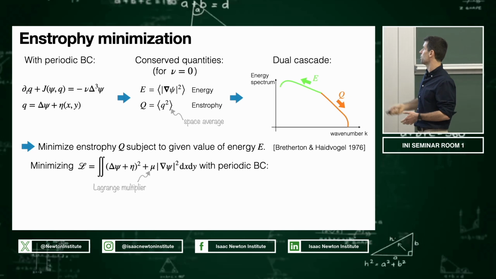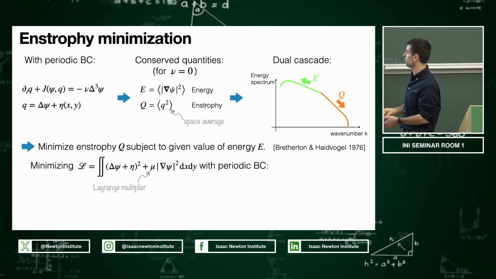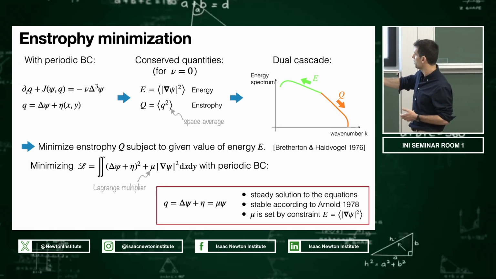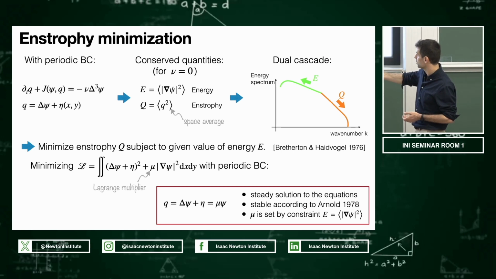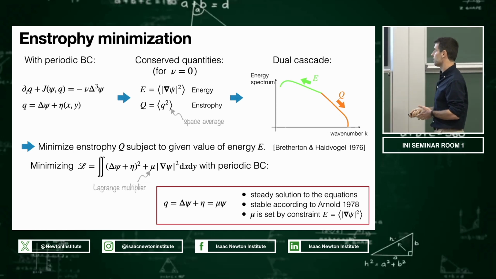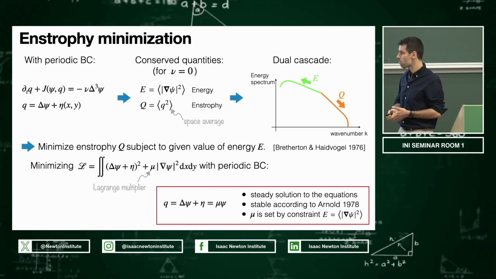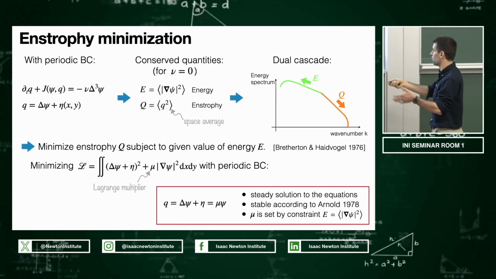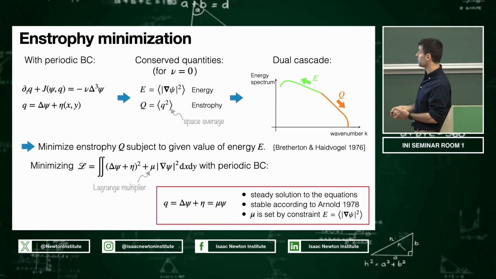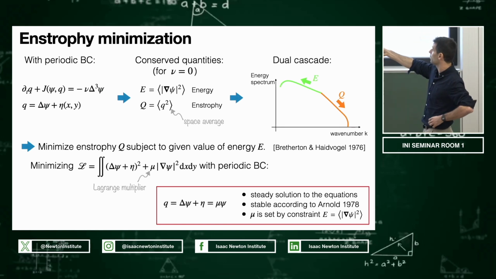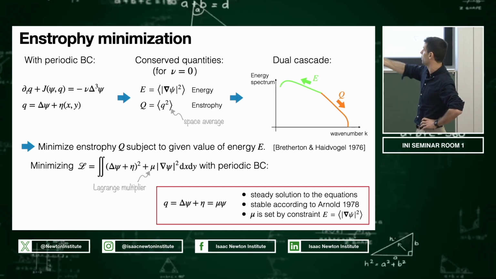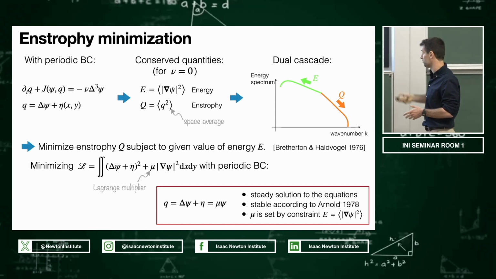You minimize that with periodic boundary condition, and once you solve the variational problem, you end up with this minimizer where Q, which is Laplacian psi plus eta, is simply proportional to the stream function. The constant of proportionality being the Lagrange multiplier here. Okay, so there are various enjoyable properties to these fields. First of all, there are steady solutions to the equations. Okay, if you look at this equation with nu equals 0, if Q is a function of psi, then this nonlinear term vanishes, it's steady, so you have 0 here, it's indeed a solution to the equation.